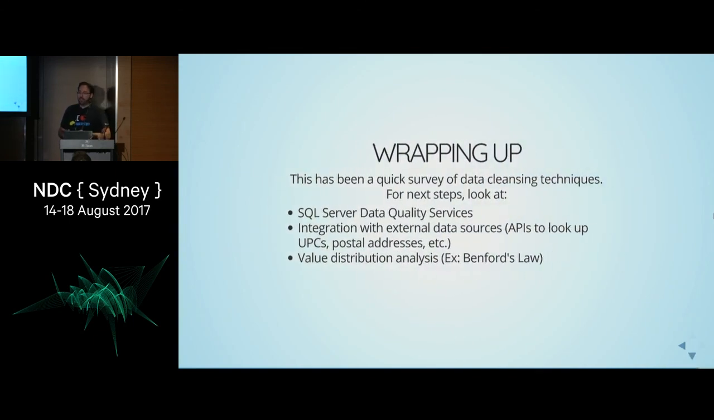So over the course of the last hour, we've looked at a variety of data cleansing techniques. From here, you could look at data quality services or look at something that's better than that. You could integrate with external APIs. So for example, if you're looking up a postal address, or if you're looking up a UPC, or hitting Amazon and pulling back a manufacturer's number.